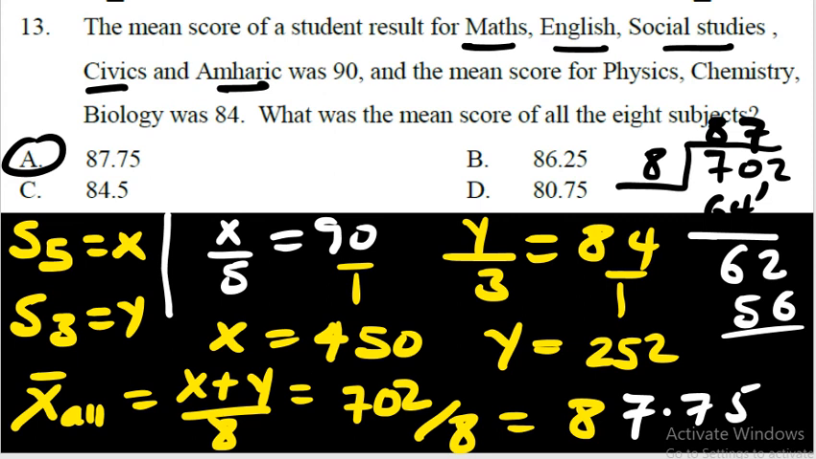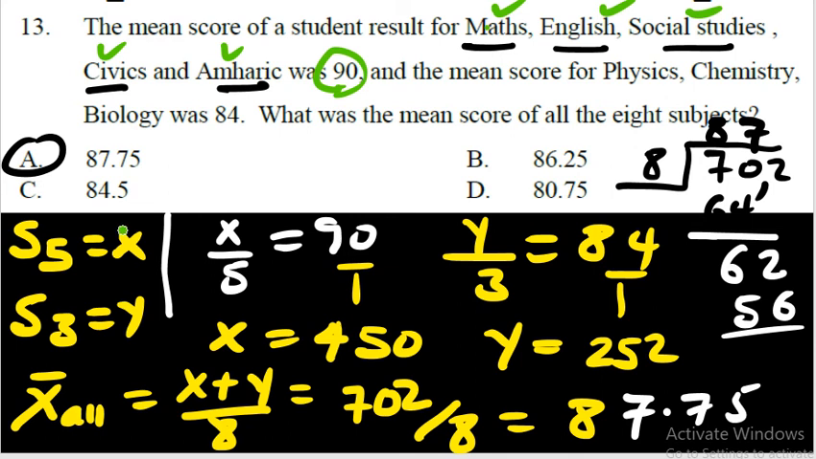So let me repeat once. What to do here? First of all, there are 5 subjects. Are there 1, 2, 3, 4, 5 subjects. Their mean is 90. Means add the 5, then divide by 5. That means I said sum of 5, let's say x. So x over 5 is equal to 90. The sum of the 5 means the math result, the English, the social study, the civics, and the Amharic result.